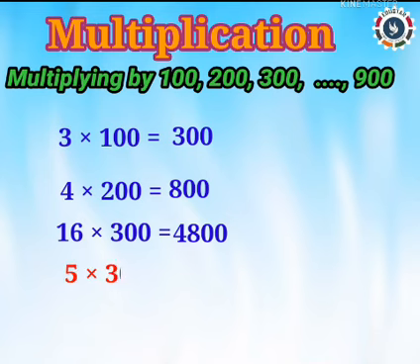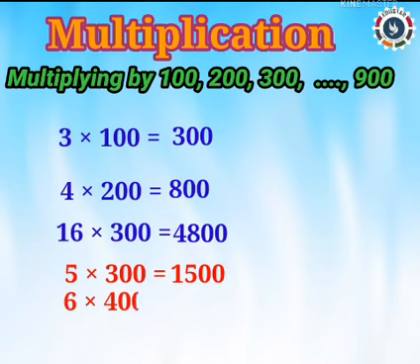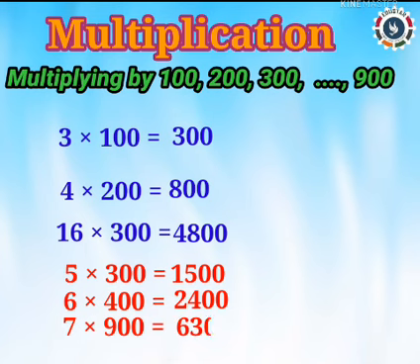Now you find these. 5 into 300. Correct. 1500. 6 into 400. Yes, 2400. 7 into 900. Correct. 6300.